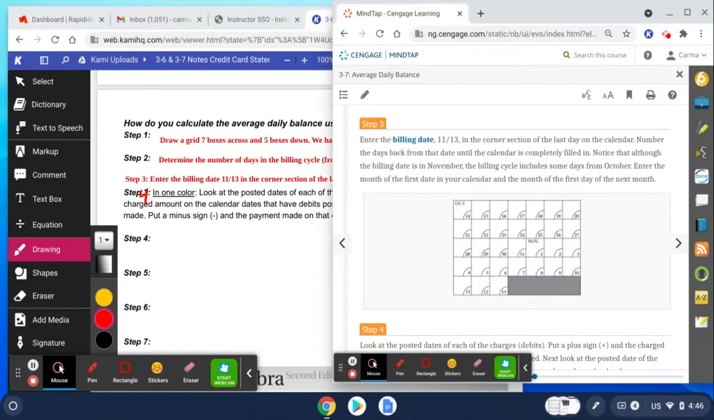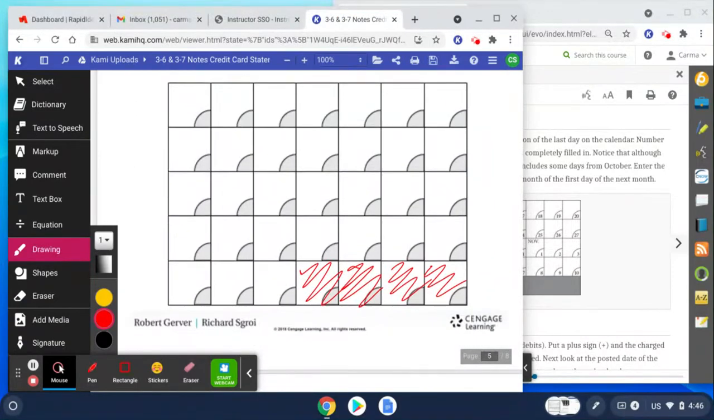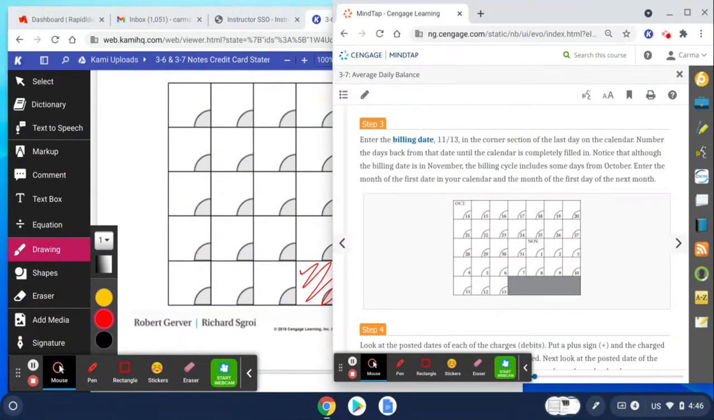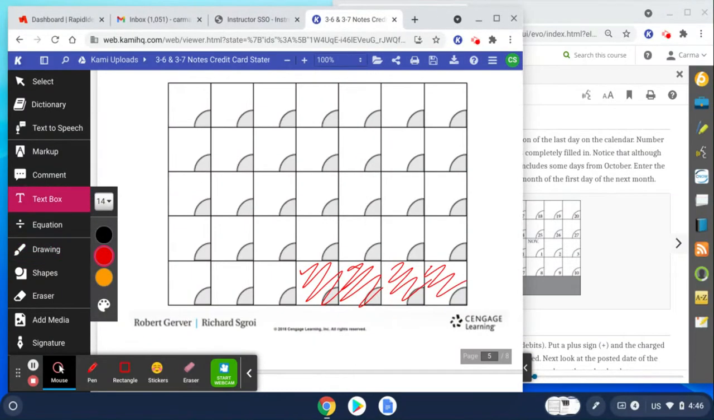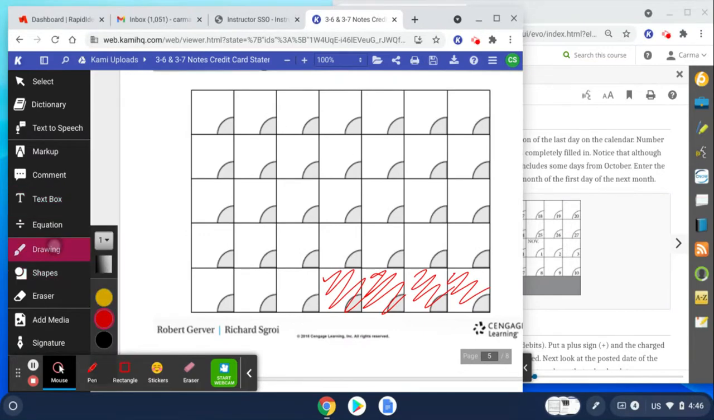So now we're going to follow step three, entering the calendar dates. We crossed out the four at the end, and then we want to set 11/13 as the last date on this calendar. So put a 13 right here. And then count backwards: 12, 11, 10, 9, 8, 7, and that's November 1st. So now we go into October 31st.